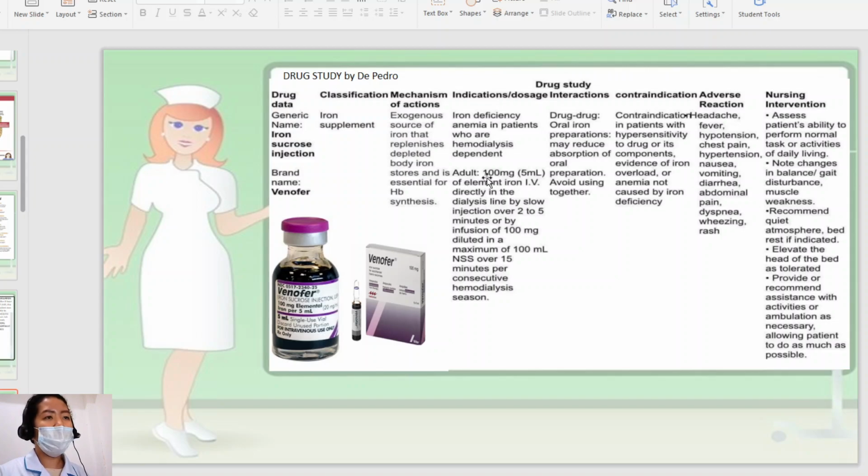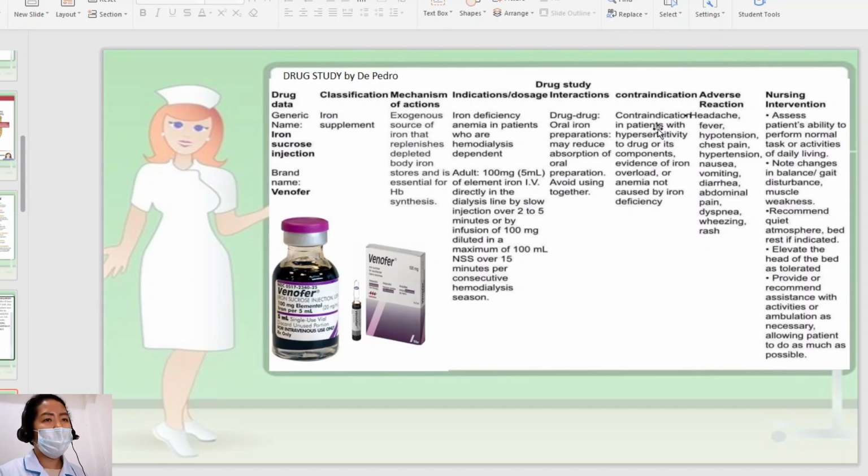For adult, give 100 mg per 5 ml of elemental iron via IV directly in the dialysis line by slow injection over 2 to 5 minutes, or by infusion of 100 mg diluted in a maximum of 100 ml normal saline solution over 15 minutes per consecutive hemodialysis session. Interactions: drug to drug. Oral iron preparations may reduce absorption of oral preparation, so avoid using together.